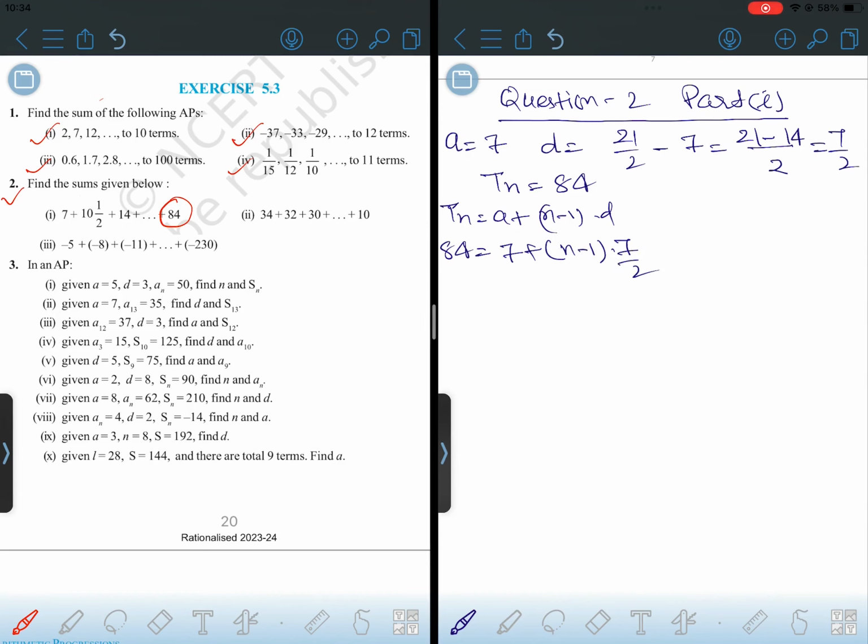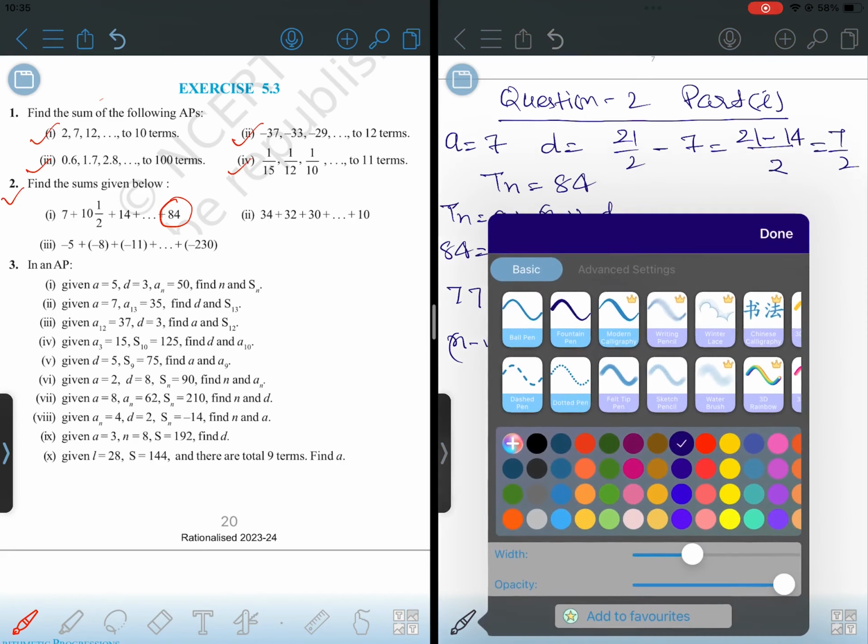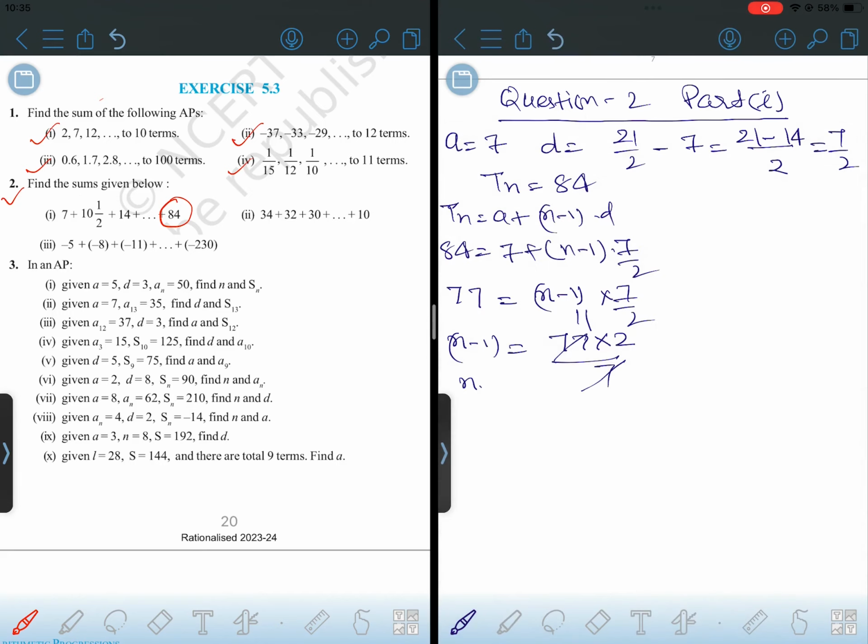Once you solve this, we can bring 7 to this side, and that gives us 77 is equal to n minus 1 into 7 upon 2. That is n minus 1 is equal to 77 into 2 upon 7. That gives us 11 into 2, so n minus 1 is equal to 22. So n gives us 23. So we have found the value of n.